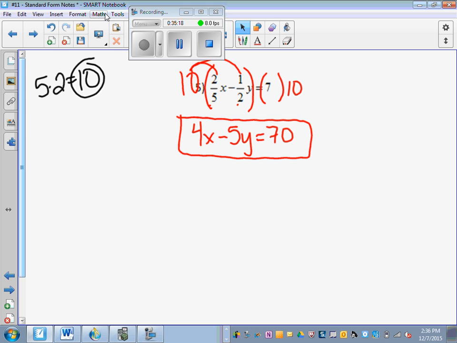So when we're multiplying here, Jenny, it's the same thing as 10 over 1. So 10 times 2 is 20, divided by 5 is 4. That's where it comes from.